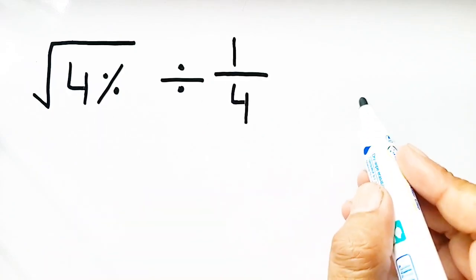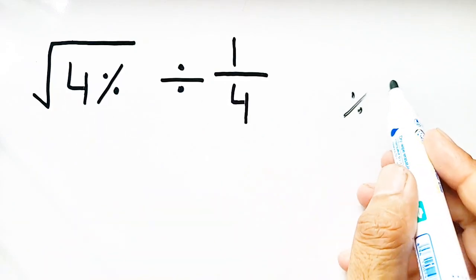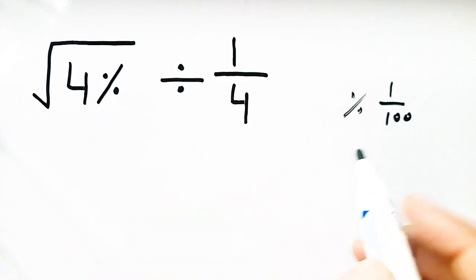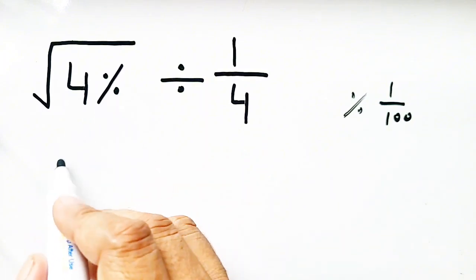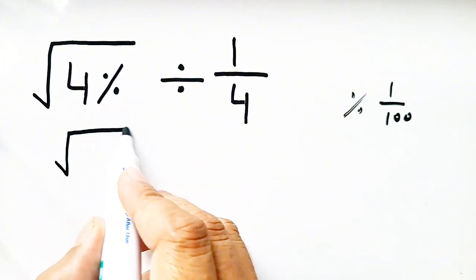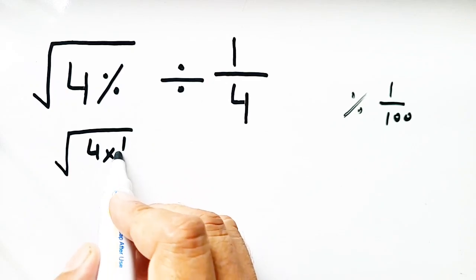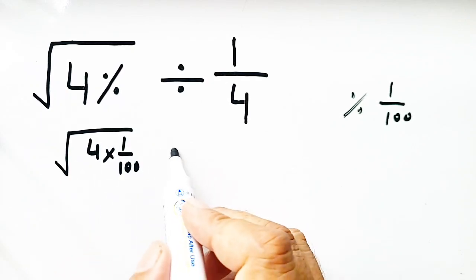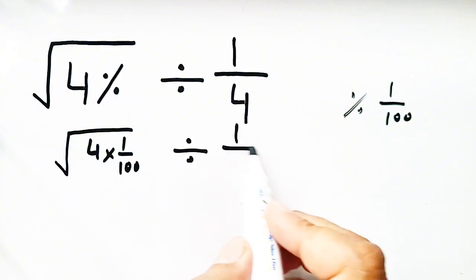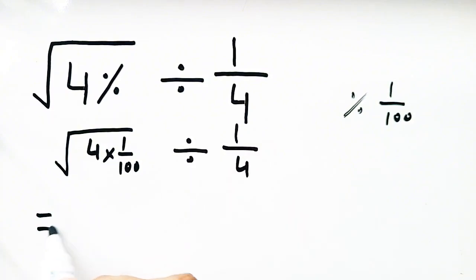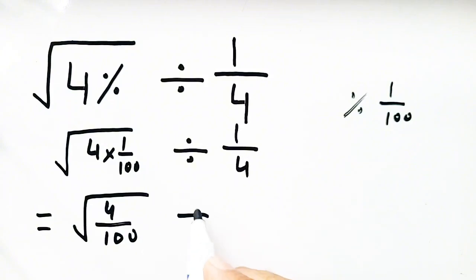The percentage means 1 by 100. So 4% means square root of 4 multiplied by 1 by 100, divided by 1 by 4. So it will become 4 multiplied by 1 is 4, divided by 100, divided by 1 by 4.